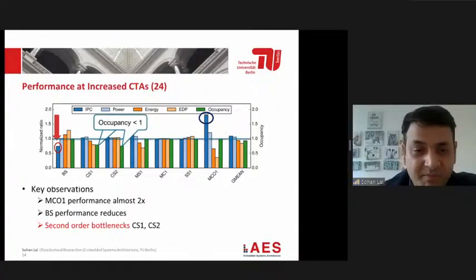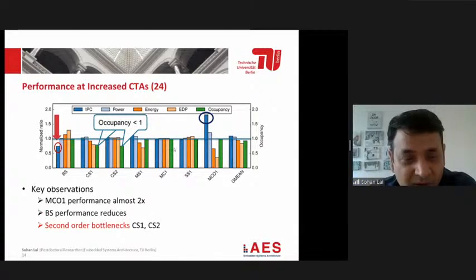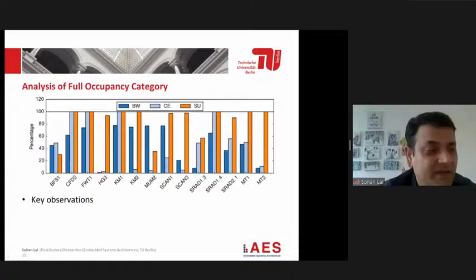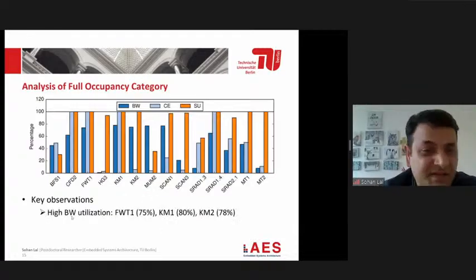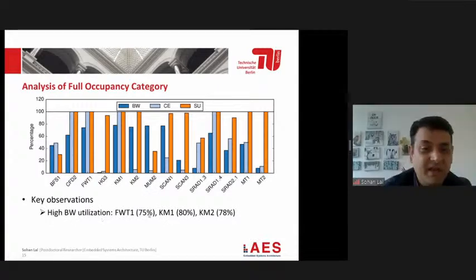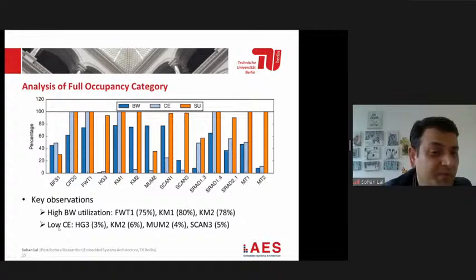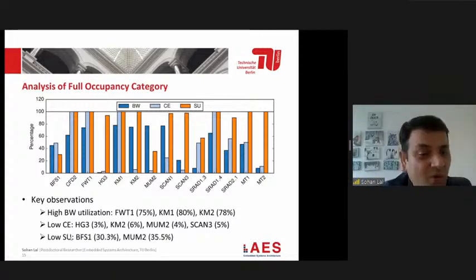If we look at a couple of other kernels, they are below this bar. This bar tells us the utilization for different benchmarks. Again, what are the key observations? There are some benchmarks which have high bandwidth utilization, and some which have very low coalescing efficiency, and as discussed before, that can be very bad for performance. Some benchmarks also have very low SIMD utilization.